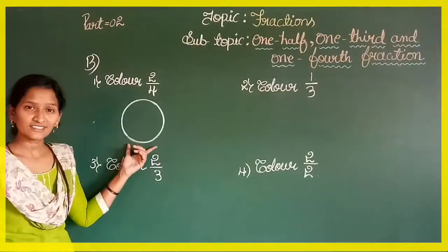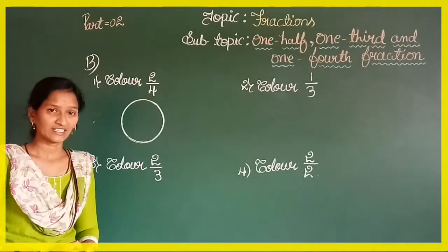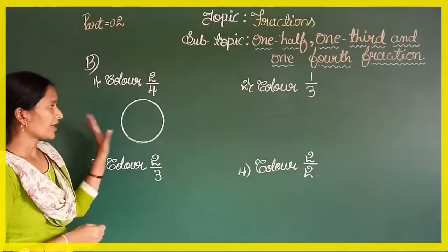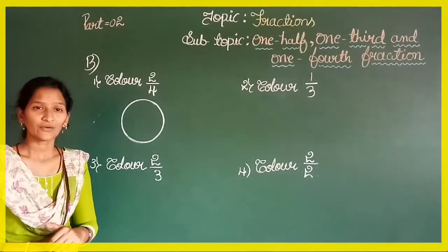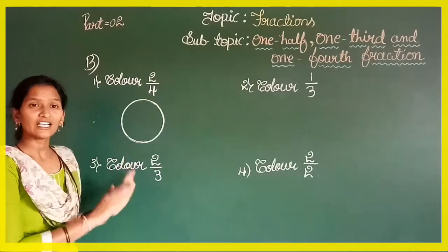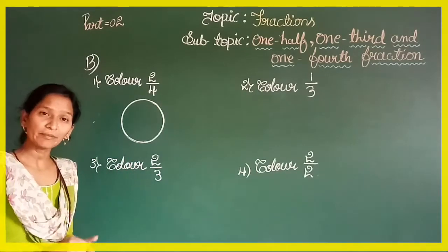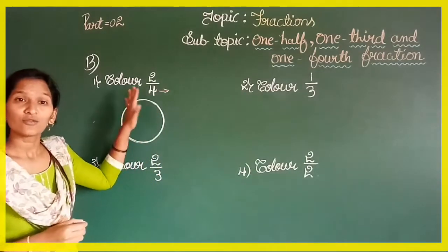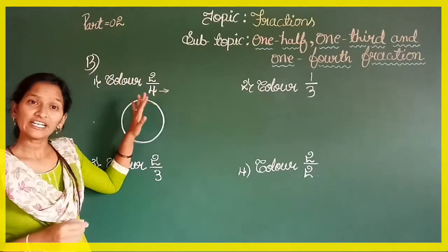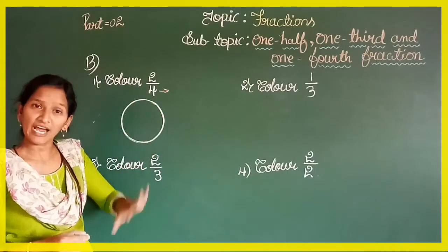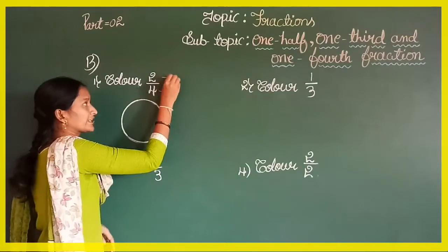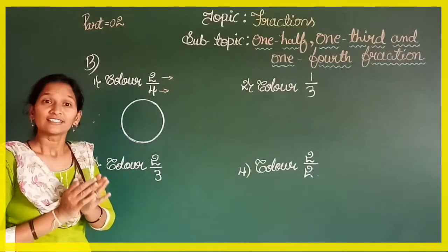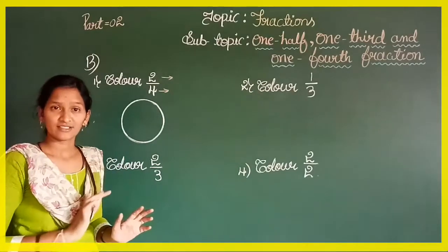Okay, what is this? It is a circle or you can take a square also. Okay, so now I am taking here a circle. So now this circle you have to divide into how many parts? 4 equal parts. So this is the 4. It is in the denominator. It shows the number of equal parts. And this 2, it is in the numerator. This numerator indicates the number of shaded parts, right?